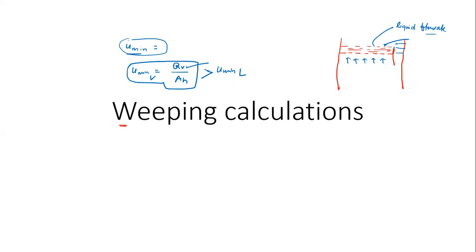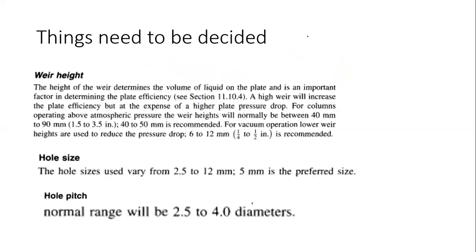Now for this, what is required? You require to find out weir height. You require to find out area of hole. That we will see. You require the length of weir. You look at this, weir will be like this, and it will have the length. So you have to find out this height as well as length of weir.